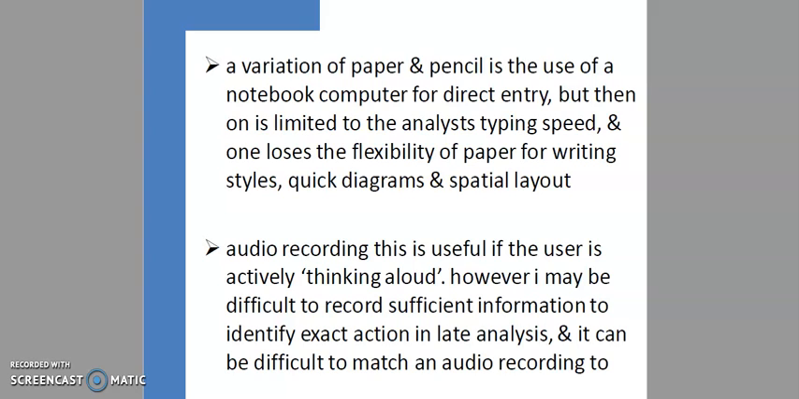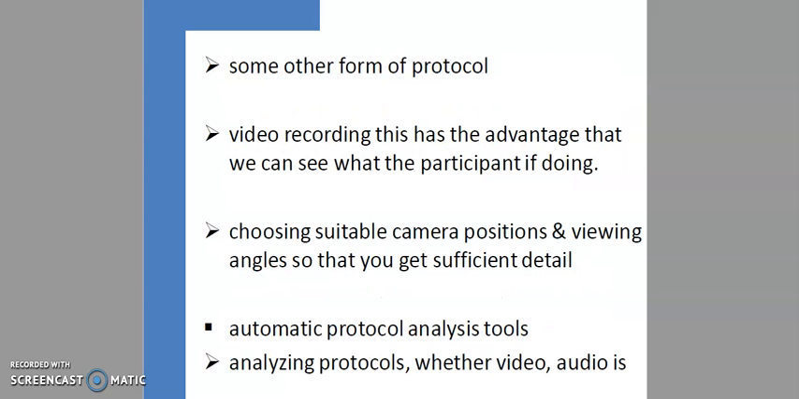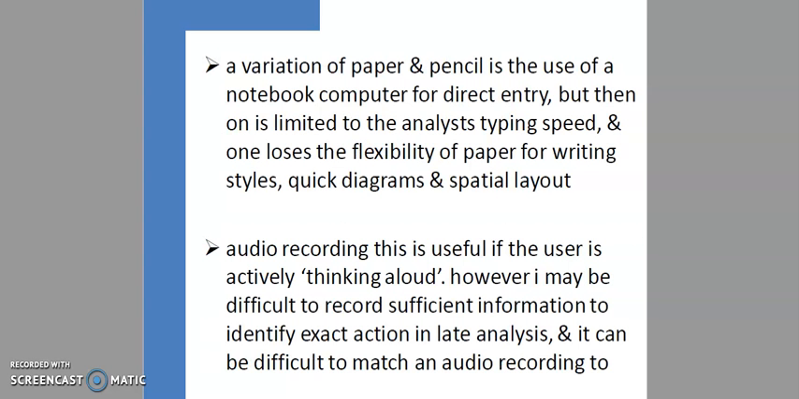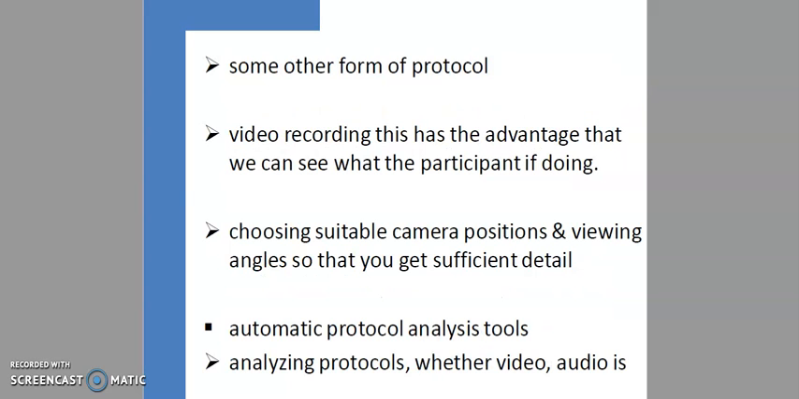Audio recording, this is useful if the user is actively thinking aloud. However, it may be difficult to record sufficient information to identify exact action in later analysis, and it can be difficult to match an audio recording to other records. Third one is automatic protocol analysis tools. Analyzing protocol, whether video, audio, or system logs, is time consuming.